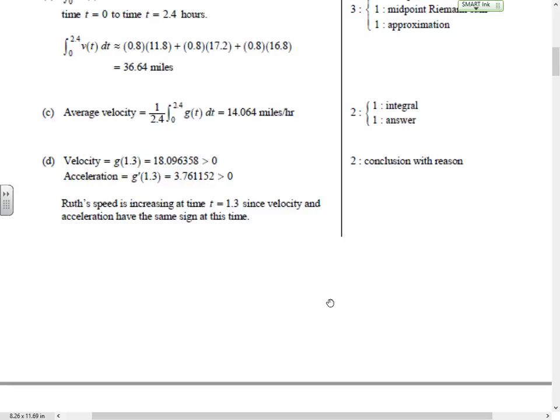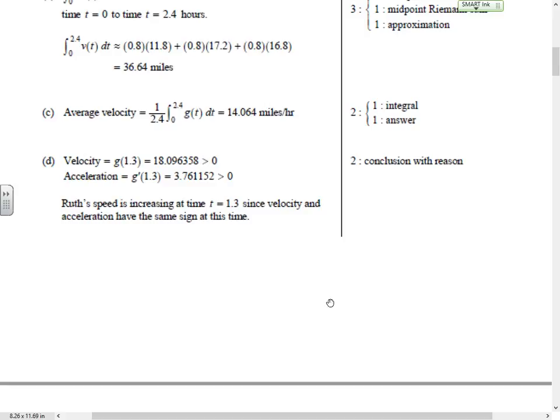Letter D. Pause. Listen. I will let you give them a check mark if they got speed is increasing. But to get the second check mark, they have to say, because velocity and acceleration are both positive, have the same sign, agree in their sign, they have to state what our forever card says. Speed only increases when velocity and acceleration are the same sign.